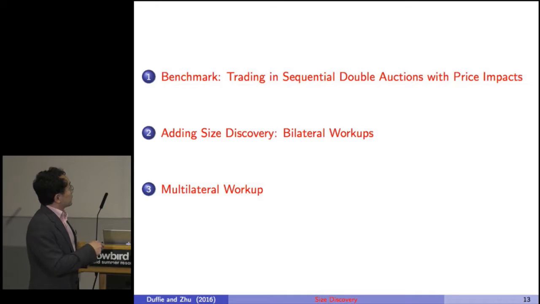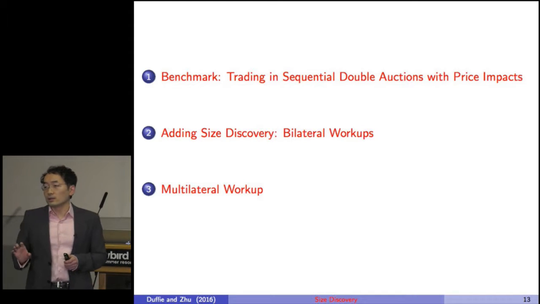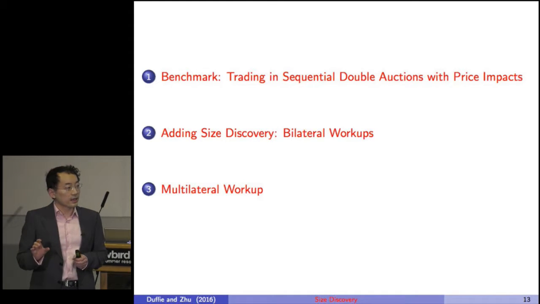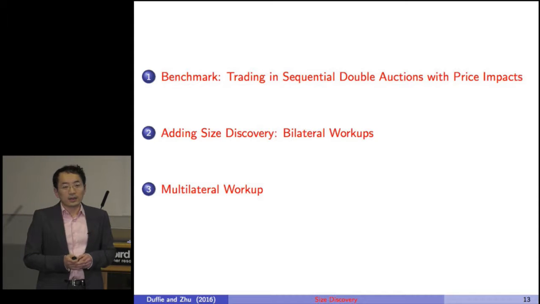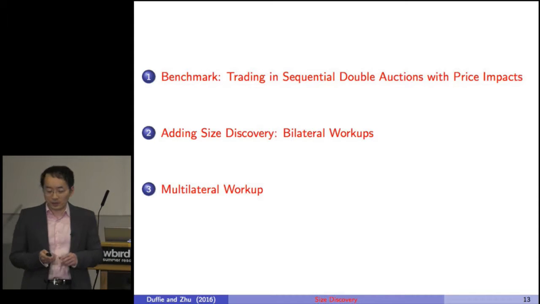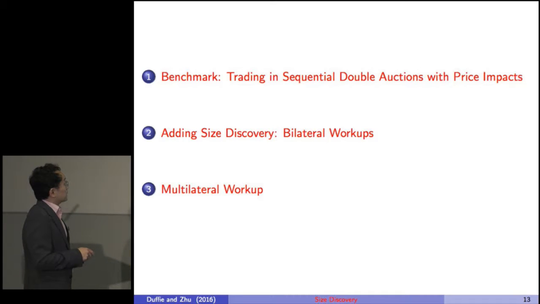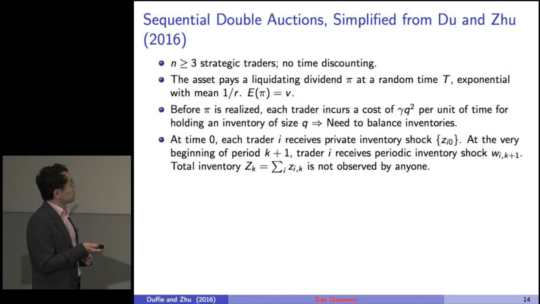Okay, so for the remaining time, since I have elaborated the main intuition, I'm going to show you a taste or the flavor of how the model works and discuss the formal theorem behind it, as well as the empirical and the policy implications. The first step is to show a simple model with price discovery alone, right? That is the sequential batch auction model. And then we'll see what happens if we add in this size discovery mechanism. I'll probably skip the multi-layer workup in the interest of time.